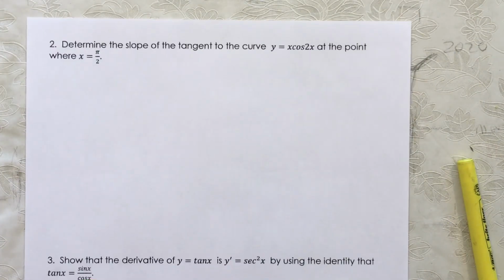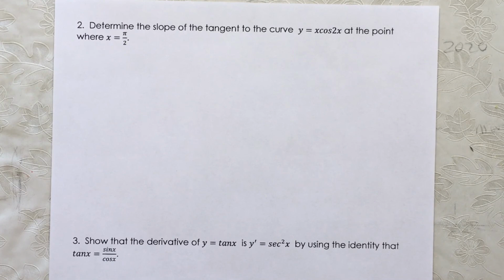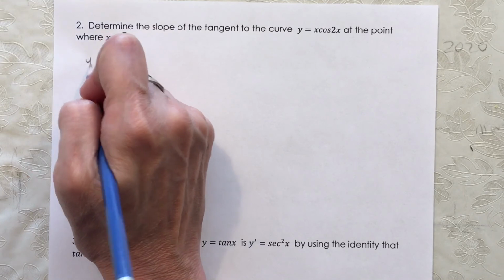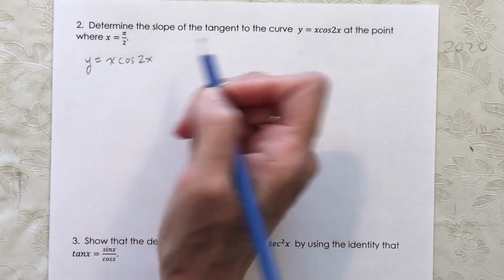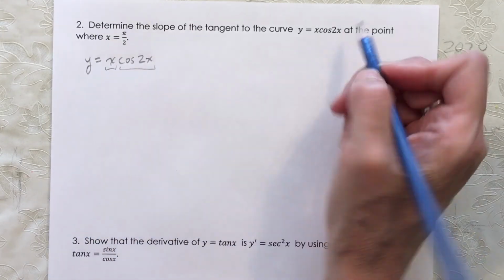Okay, so application a little bit, our easiest one, slope of the tangent. Determine the slope of the tangent to the curve y equals x times the cos of 2x at the point where x equals pi over 2. So start off, we've got y equals x times the cos of 2x. So it's going to be a product rule.